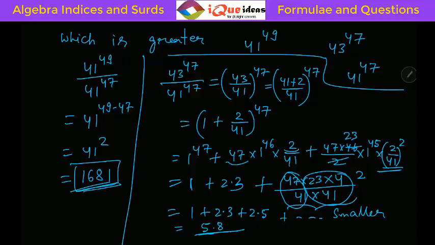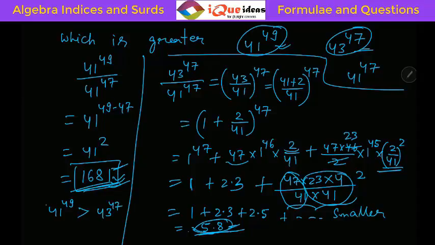Here it is 1681. So very clearly the number which gave us 1681 is higher than this number. Now this 5.8 came from 43 raised to 47, right? And this 1681 came from 41 raised to 49. So in this case, 41 raised to 49 is much greater than 43 raised to 47, right? So this was a simple way of doing such questions. All right, now let's go to the next type of questions.